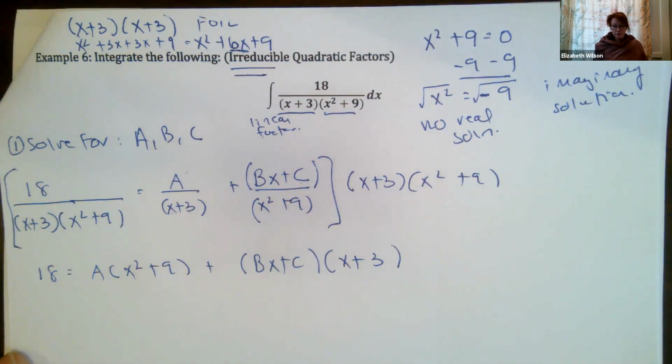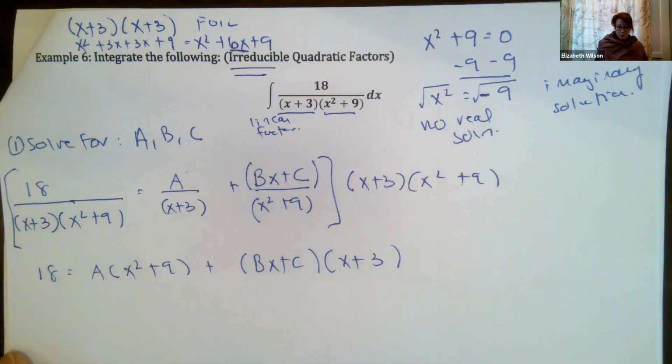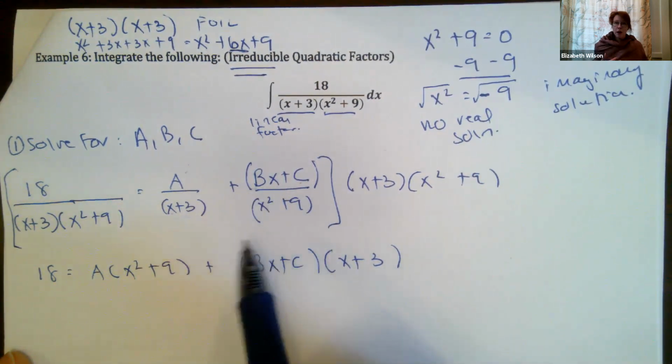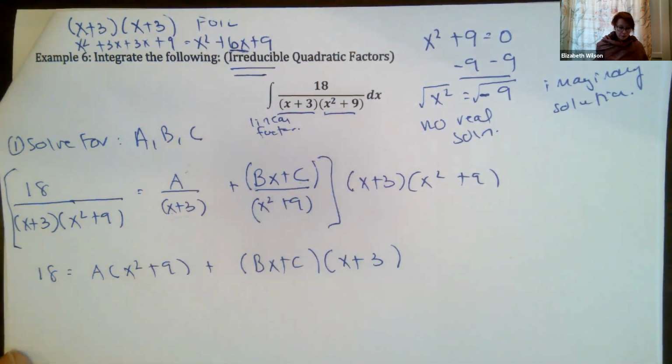Now, in this method, remember when I said we have method 1 and method 2? I'm going to use method 1 because I've got a linear factor right here, but I must use method 2 in order to work with this factor right there. That's why we talk about it. Method 2 has to be used on irreducible quadratic factors. Okay, so let's go ahead and take our low-hanging fruit.